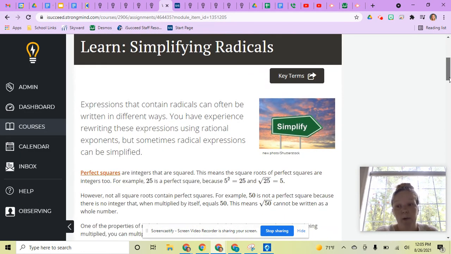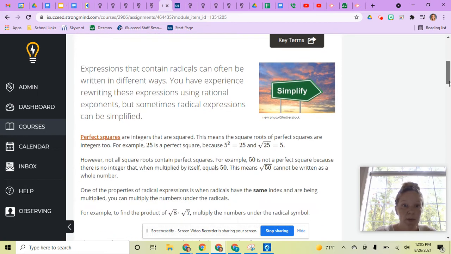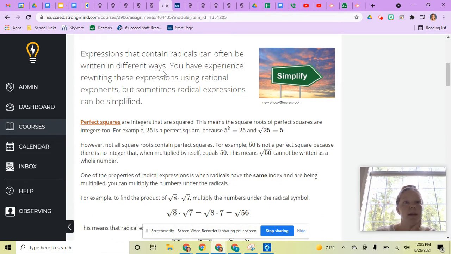So we've been doing a lot of work with radicals and exponents. Expressions that contain radicals can often be written in different ways. You have experience rewriting these expressions using rational exponents, but sometimes radical expressions can be simplified. All right. So perfect squares are integers that are squared. This means the square root of a perfect square is an integer too. For example, 25 is a perfect square because 5 squared equals 25, and the square root of 25 equals 5.